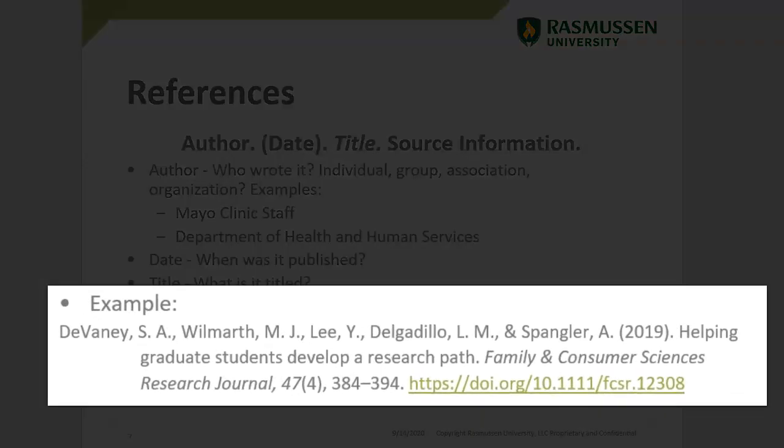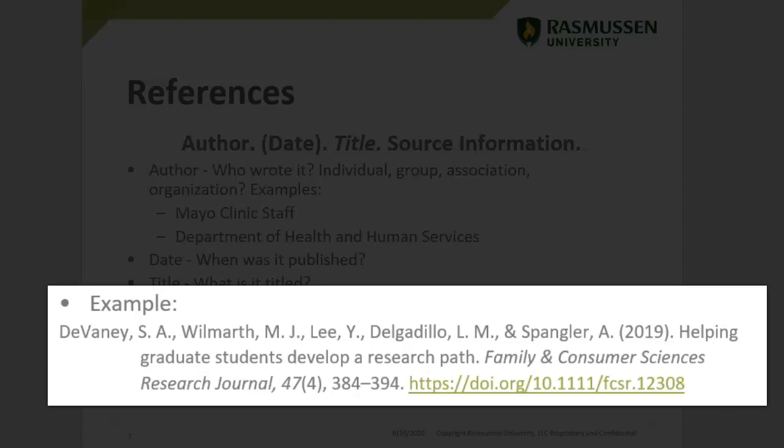Here is an example of a reference for a journal article. We can see that the reference starts with the author's names. Each of the author's names should be listed in the following order: last name, a comma, and their first initial, and the middle initial should be included if it is provided. After the author comes the date of publication in parentheses.